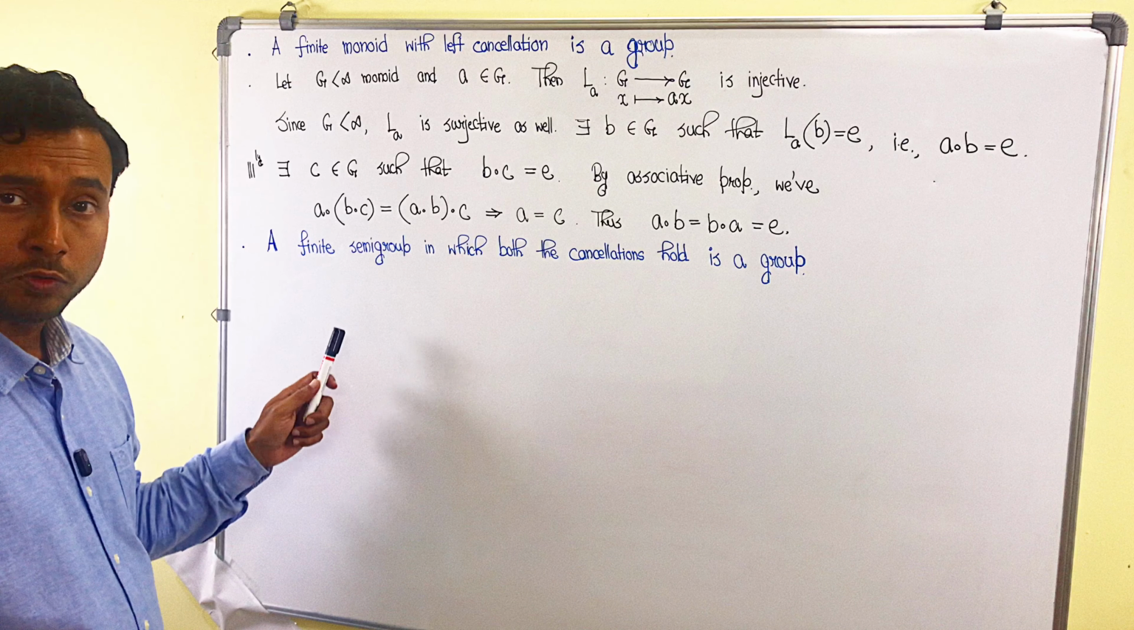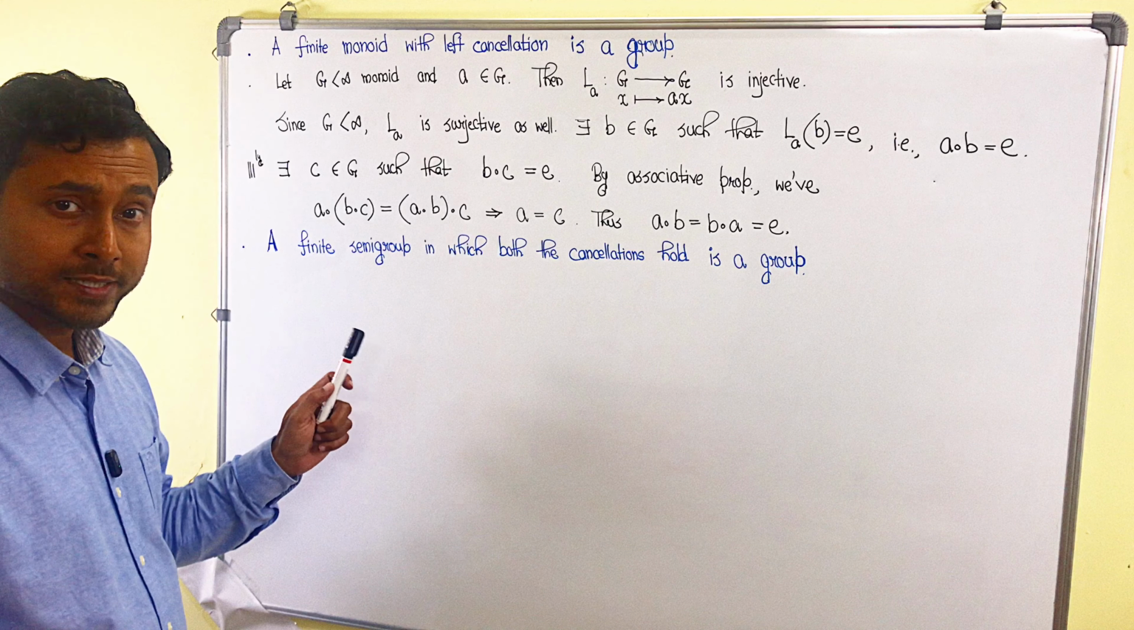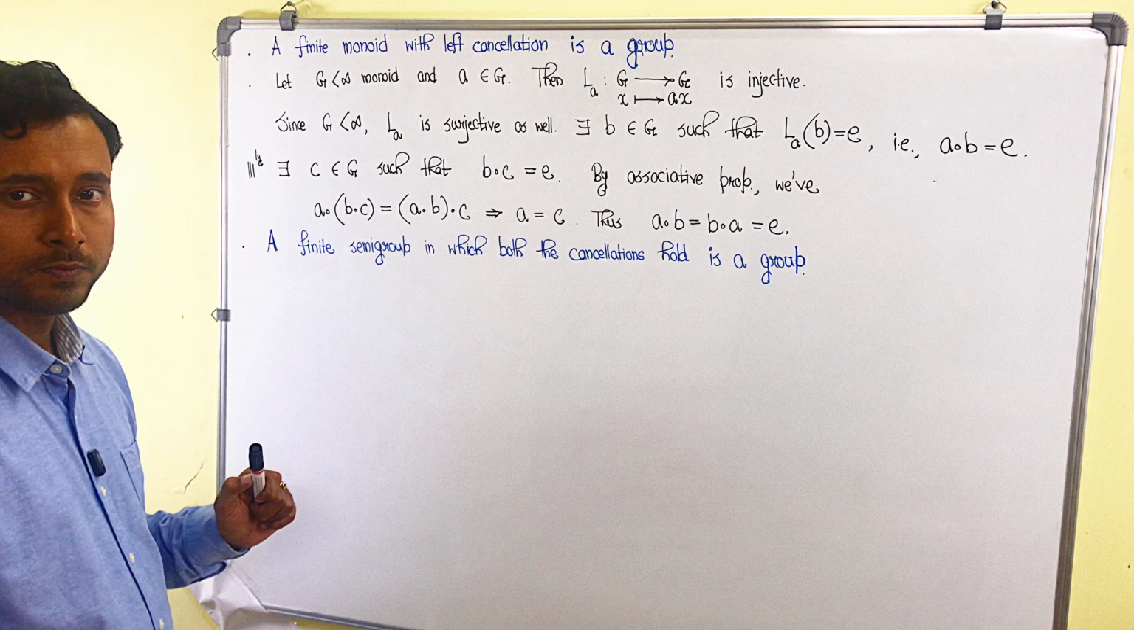We have a finite semigroup in which both the cancellations hold, then it is a group.